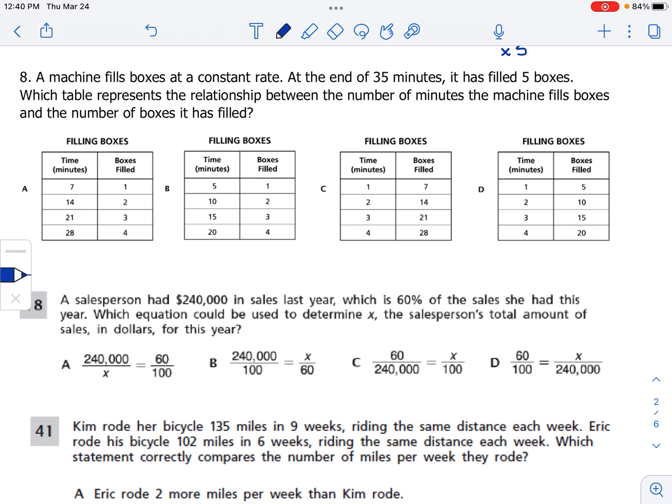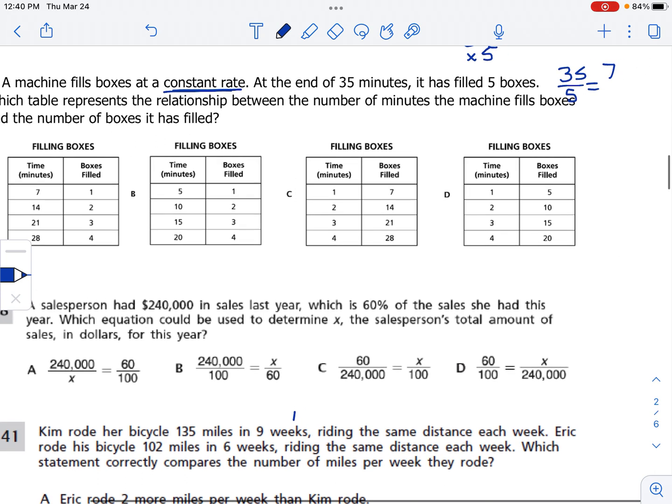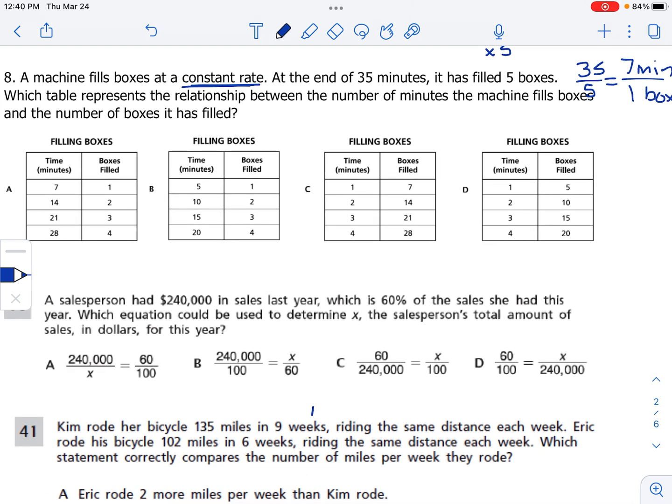At the end of 35 minutes, it has filled 5 boxes. Which table represents the relationship between the number of minutes the machine fills boxes and the number of boxes it fills? Well, if it's filling at a constant rate, we can figure out the unit rate, right? So 35 minutes divided by 5 boxes means we are taking 7 minutes to fill 1 box. So I want to look for which one of these tables shows that information. The number of minutes is 7, the number of boxes is 1.